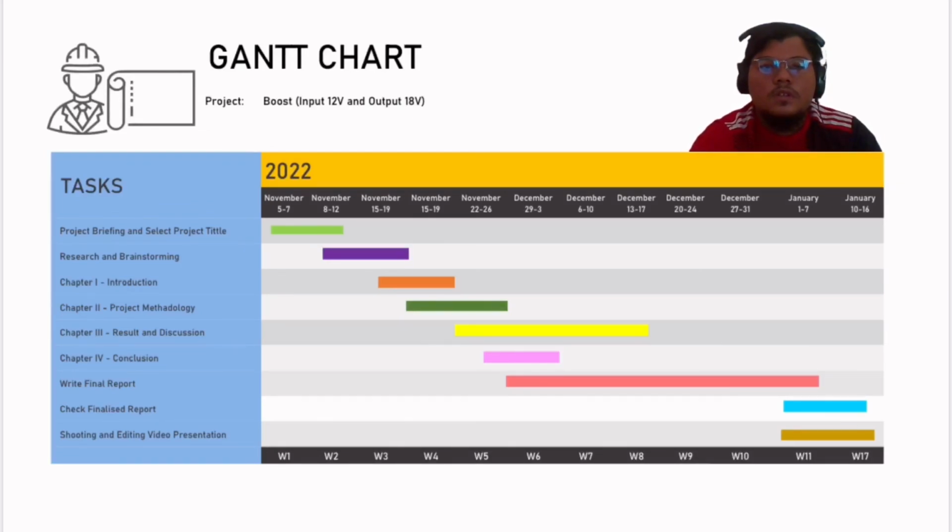Next, for chapter 3, we do it from 22nd of November until 17th December. Next, for the conclusion part, which is chapter 4, we make it from 22nd of November until the 3rd of December.